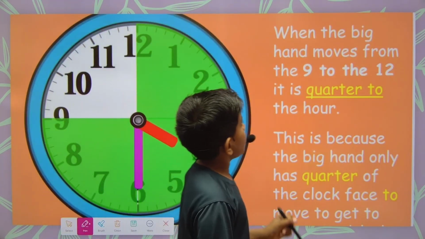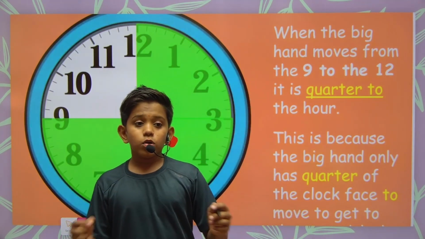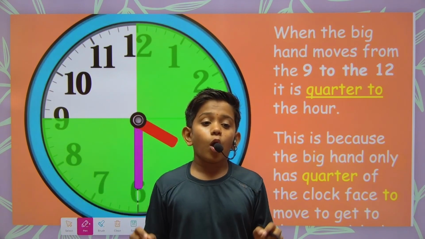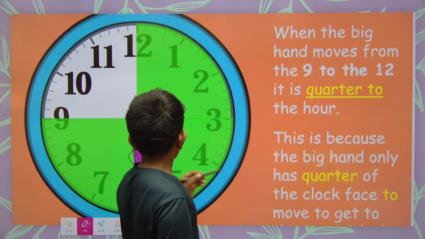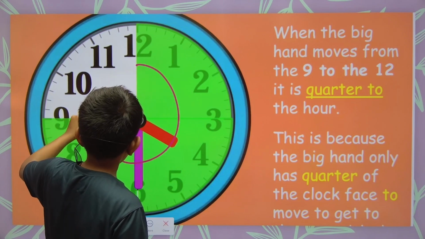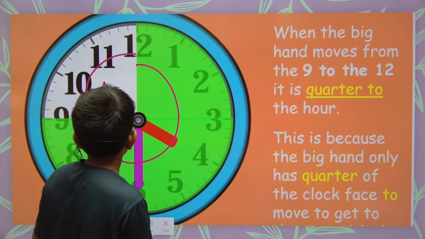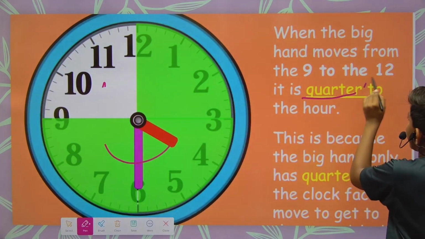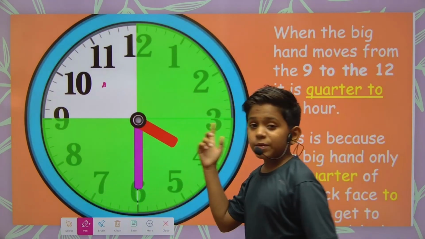Next, when the big hand moves from 9 to 12, it is called quarter to the hour. This is because the big hand only has a quarter of the clock face left to move to complete an hour. So now the clock has completed this much part, and only one quarter remains to complete the clock. So we call it quarter to, because a quarter remains to complete the hour.